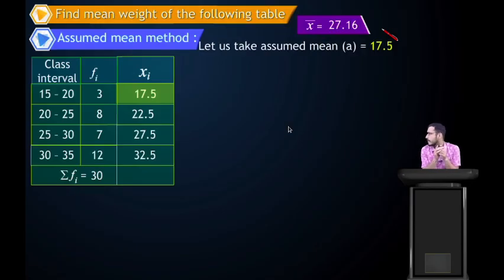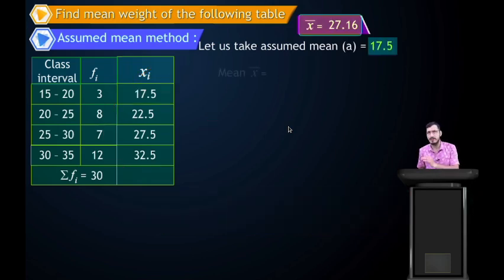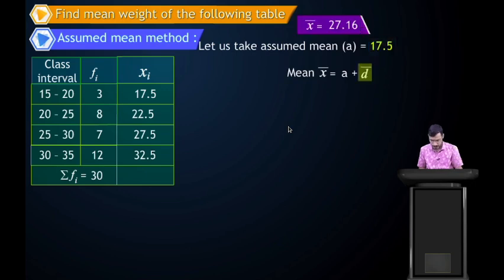So in the assumed mean method, let us take assumed mean A as 17.5 here, because we may choose any of the xi values as the assumed mean. So let's take 17.5 and check what our answer will be. When we take assumed mean A, that is 17.5, how can we find D? D is x minus A.